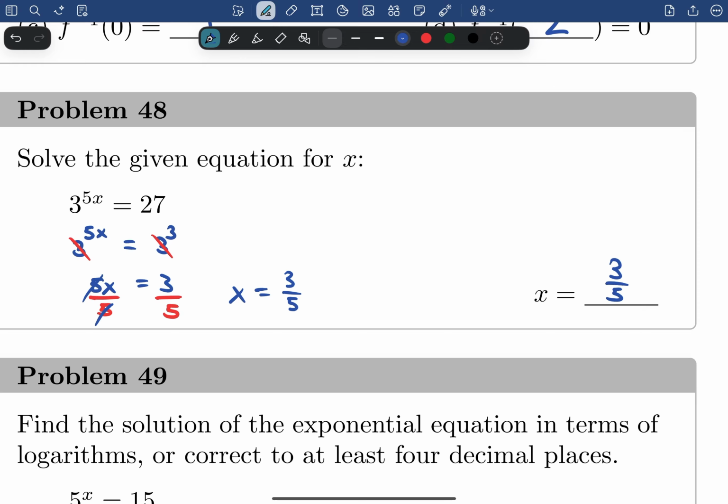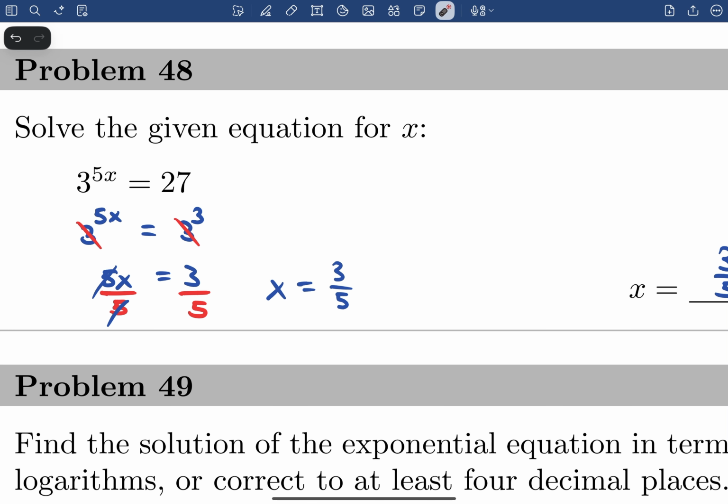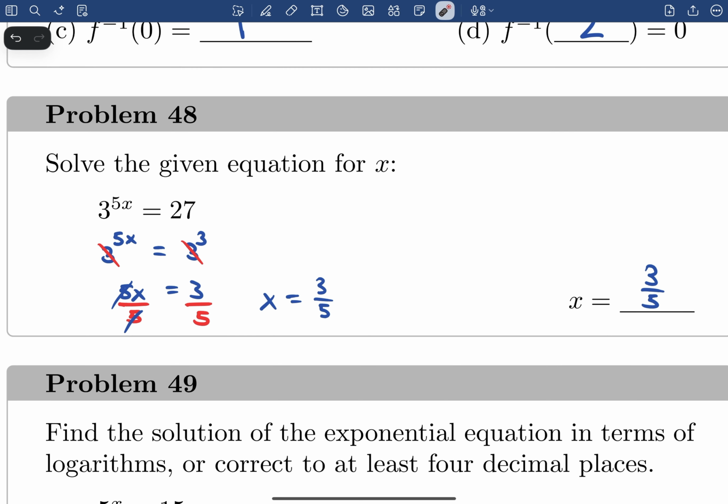Great. The moral of this story is we want to see if we can make the bases the same. So 27 is 3 cubed. Now the bases are the same. We can disappear them, set the exponents equal to each other, and solve that simple linear equation.